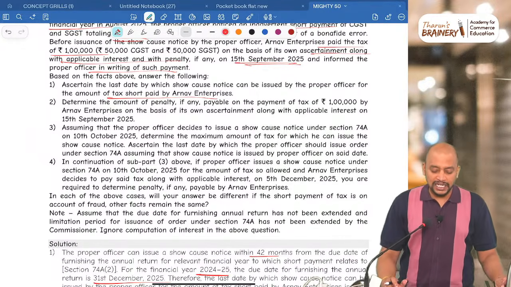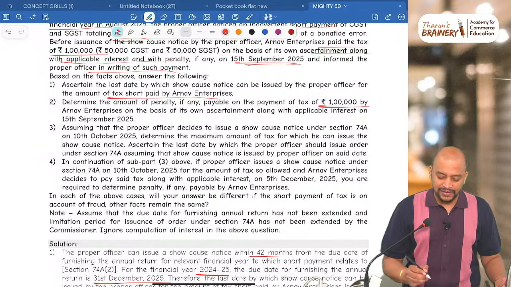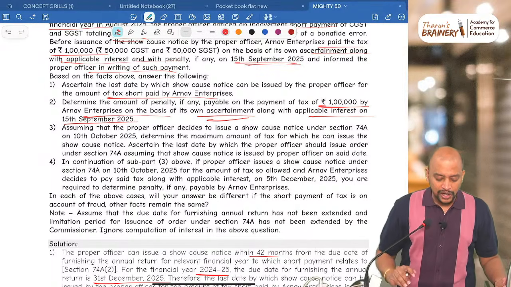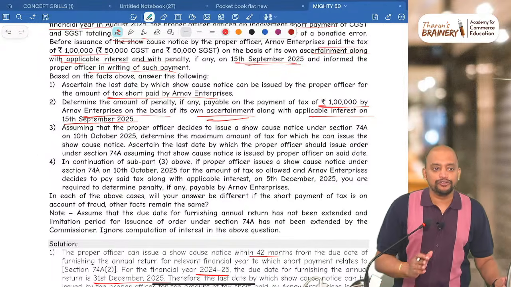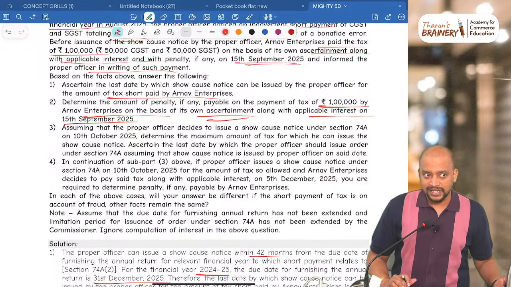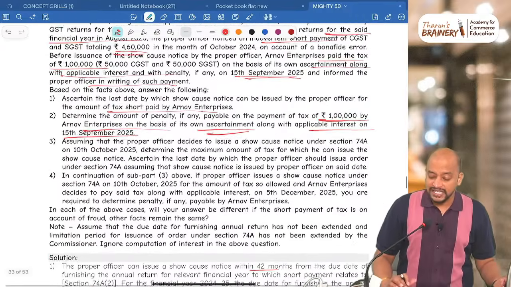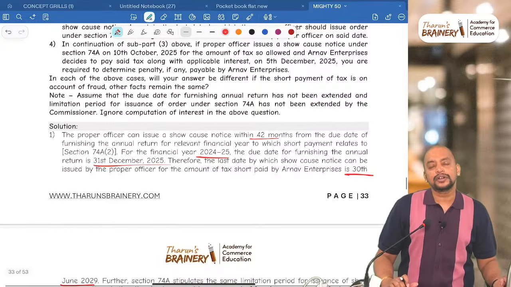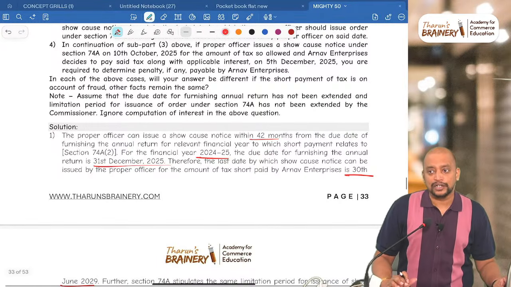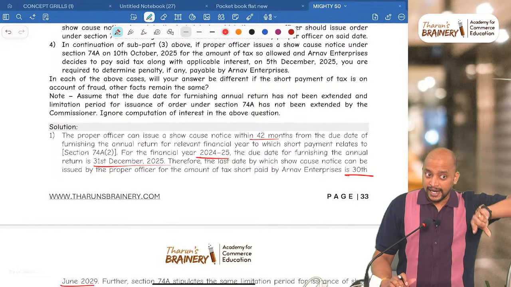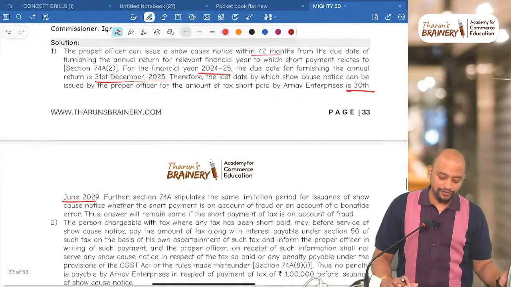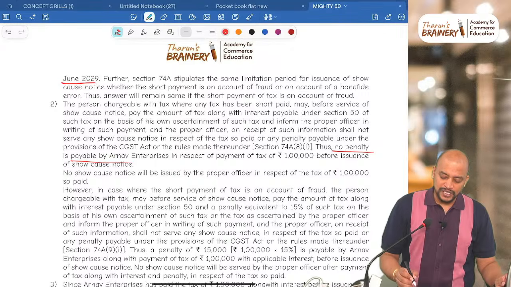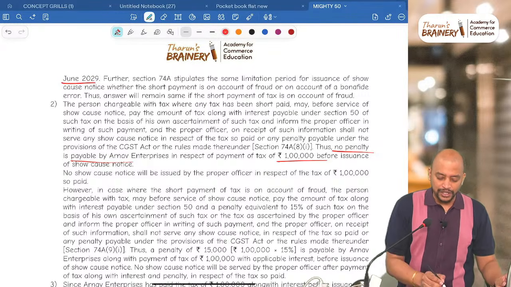Determine the amount of penalty, if any, payable on the payment of tax of 1 lakh by RF Enterprises on the basis of its own ascertainment along with applicable interest on 15 September. So they are paying before notice. Before notice, correct? Will there be any penalty? No. This is not a self-assessed tax. This is arrears of tax. It's not a self-assessed tax. So therefore, will there be penalty or no penalty? No penalty, because it is 74A other than fraud. Other than fraud, before notice, no need to pay penalty. Thus, no penalty is payable in respect of payment of 1 lakh and no notice will be issued.